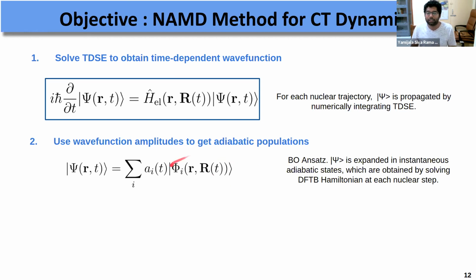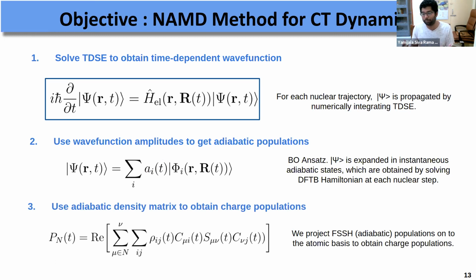These eigenvectors, you can assume them as molecular orbitals or S0, S1, and so on states. These are the ones that we will be using in order to expand the complete system's time-dependent wave function. Once you have the wave function, these expansion coefficients you can visualize as the components of the vector. These are the adiabatic populations, the state populations. Once you have these, you can project them onto the atomic orbitals in order to obtain what is known as the charge population. So this is the procedure that we have implemented.